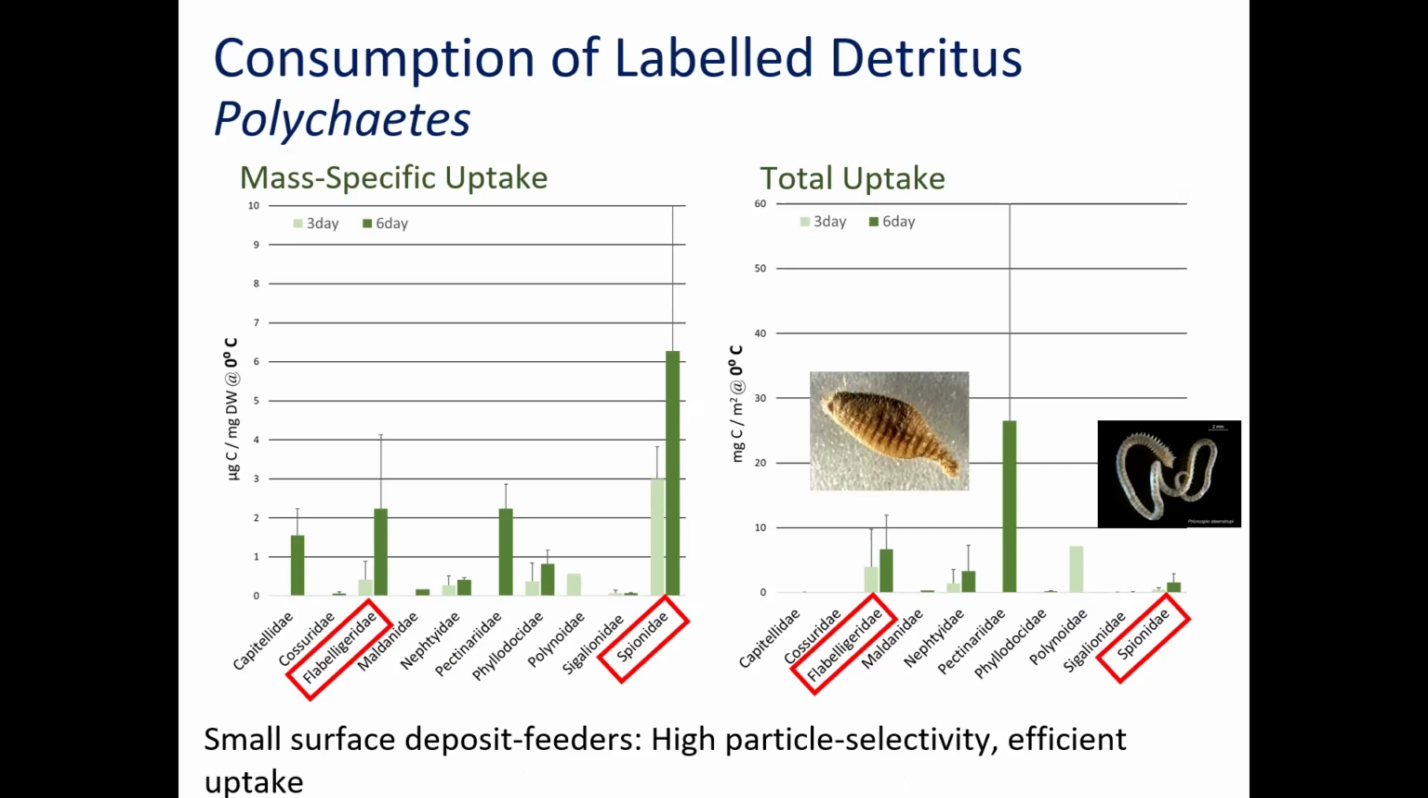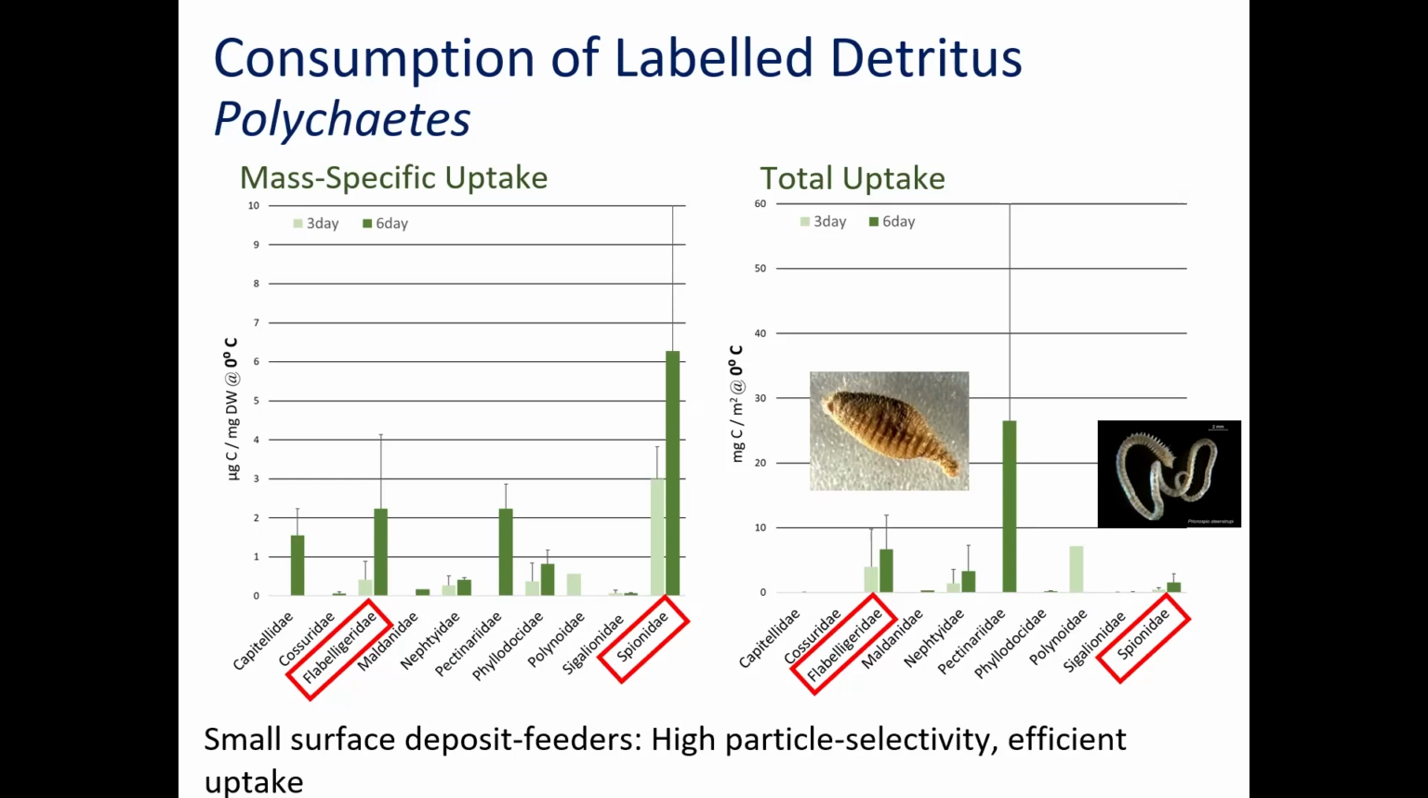We also did a pulse chase experiment at a couple of these sites with isotopically labeled phytodetritus. There's a ton of information to sift through in that data set, so we tracked it into the bacterial carbon pool and into all of the individual faunal components as well. Without getting bogged down in the detail here, this is just an example of the type of information that we're getting from that type of study.